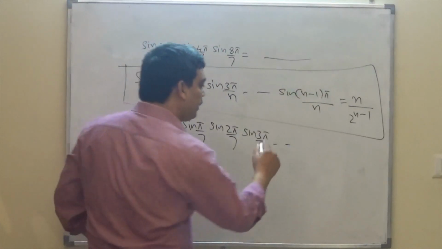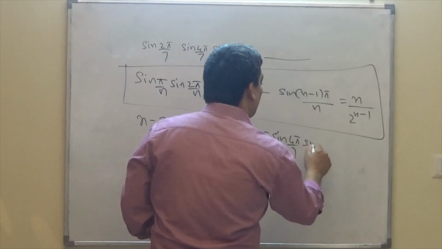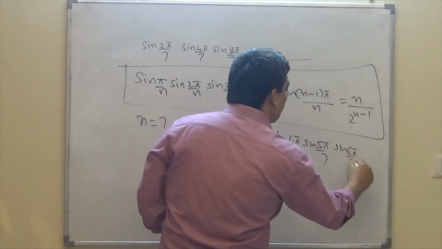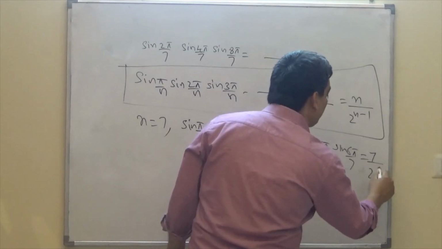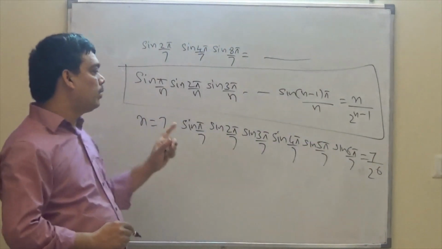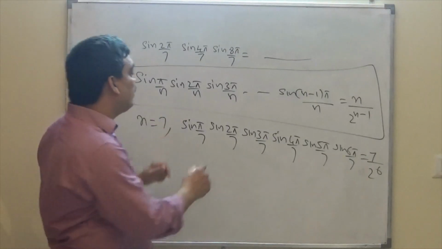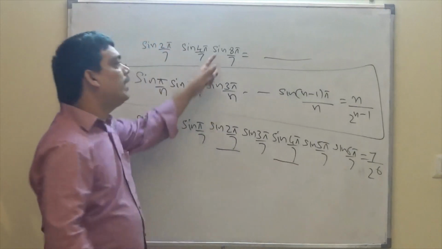Let me write the product. After sin 3π/7, we also have sin 4π/7, sin 5π/7 and sin 6π/7. Putting the same value on the RHS, n is 7, so you get 7 by 2 to the power 6 as the value of this product. Now in this product, we need sin 2π/7, we also need sin 4π/7, and we need sin 8π/7.